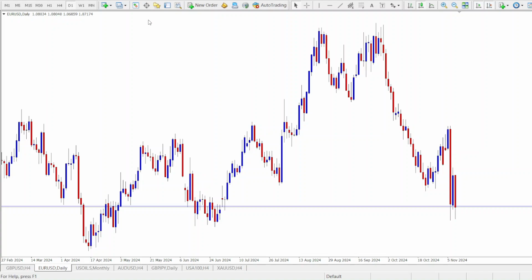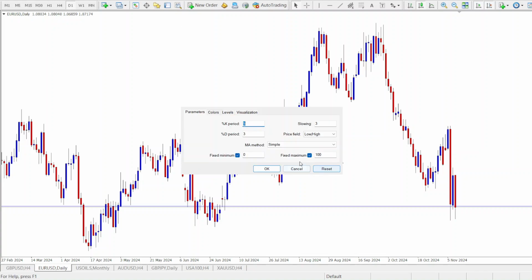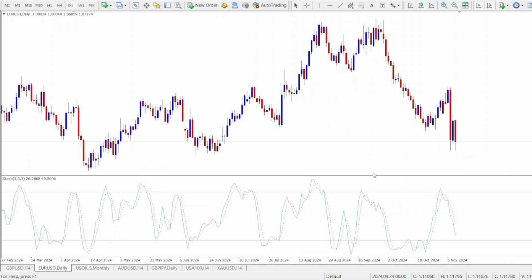I'm just going to be loading the stochastic oscillator to the chart right away. I'm going to reset it to the default settings, and here we go. Now, before we go into the specific settings for the daily chart, let us do a quick refresher on what the stochastic oscillator is and why it is so important.